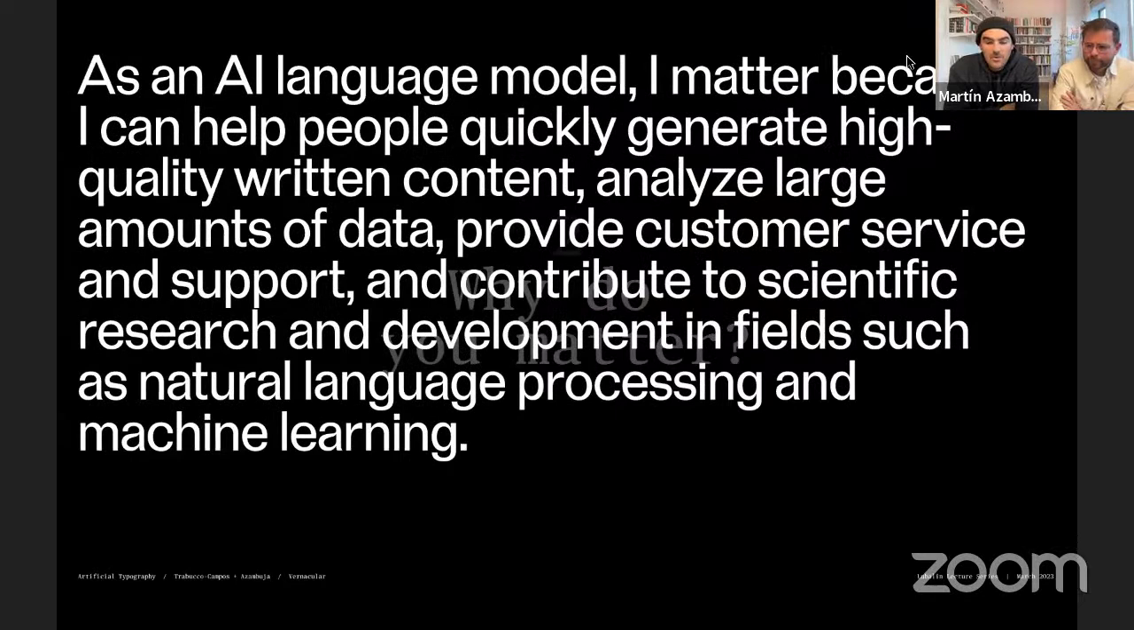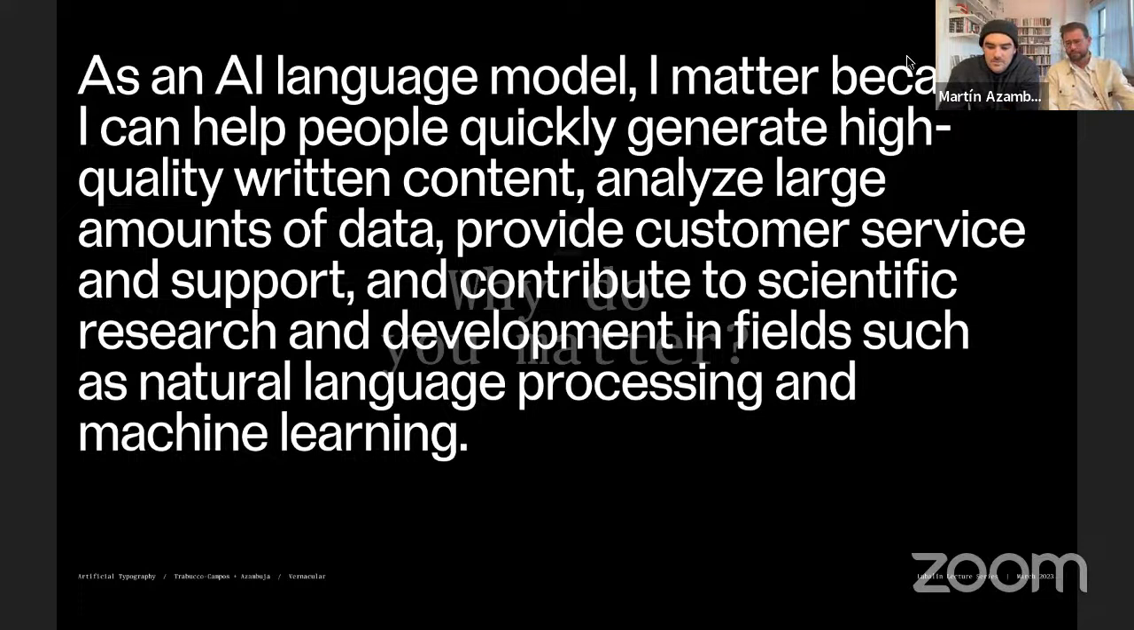And it's good to say also that we are not apocalyptic in terms of the AI. We try to be friends with it. We question, but we are also using it, and we are really hopeful about the use of AI. So we asked why do you matter, and as you can read on the screen: as an AI language model, I matter because I can help people quickly generate high quality written content, analyze large amounts of data, provide customer service and support, and contribute to scientific research and development in fields such as natural language processing and machine learning.